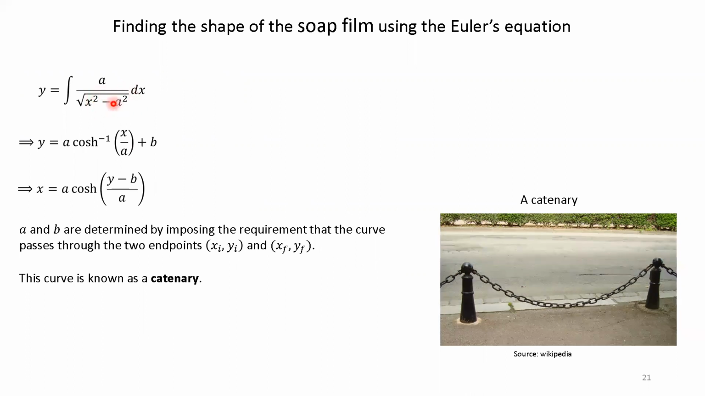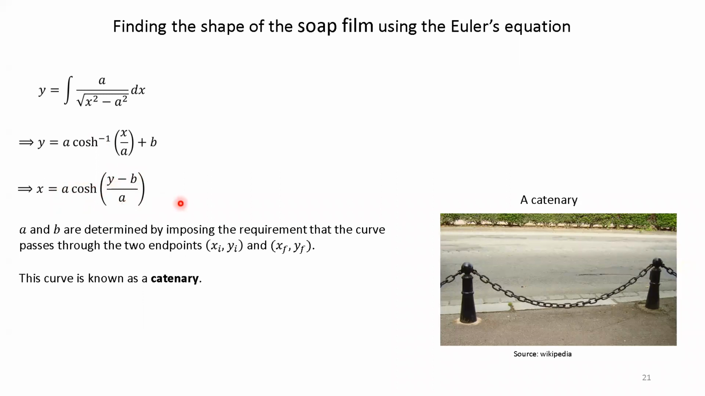Here you need to do a substitution to get to the result, but I won't go into detail. The result is that y is the inverse of this hyperbolic cosine function. And that means x is this hyperbolic cosine function of y.